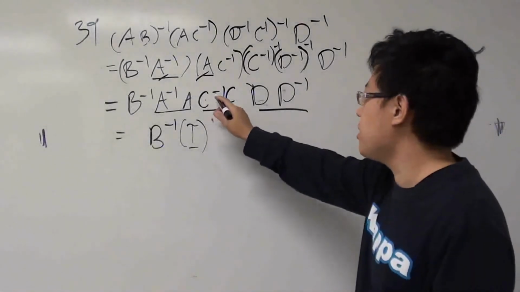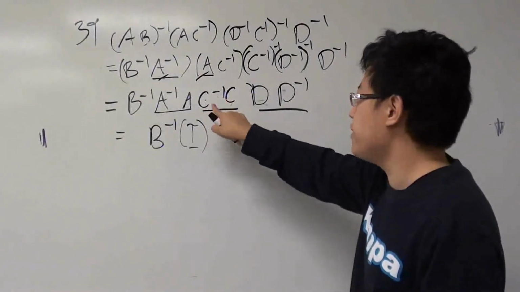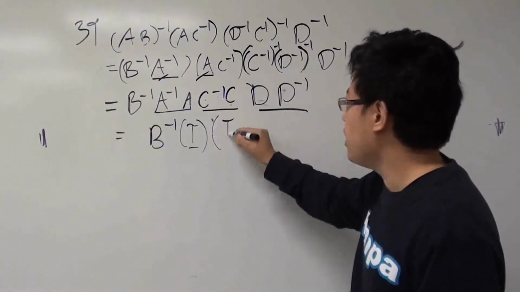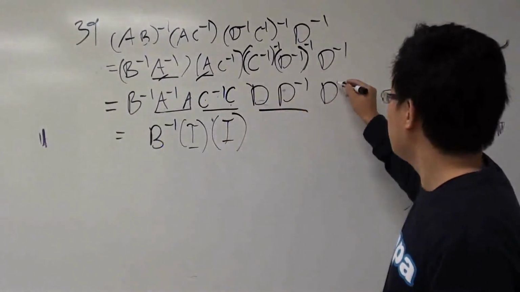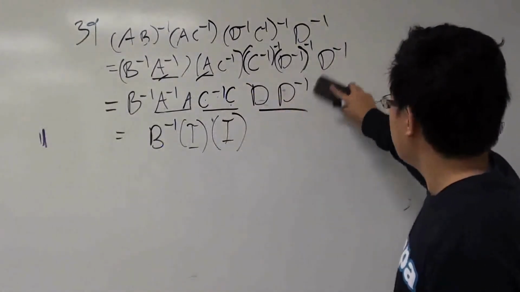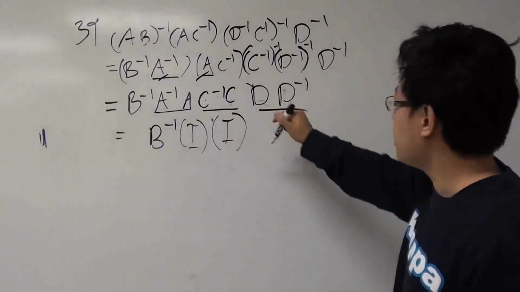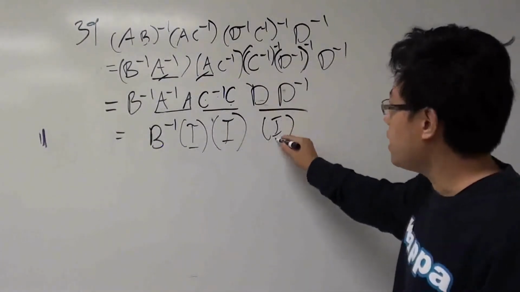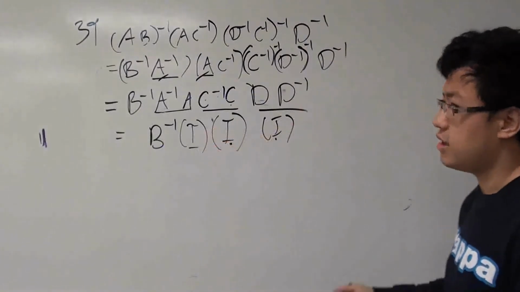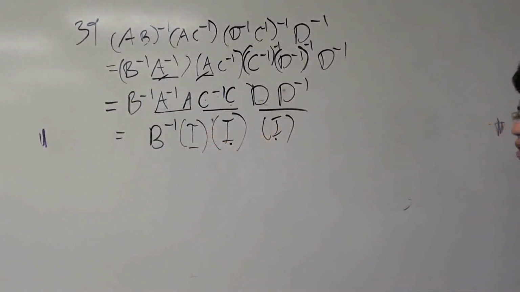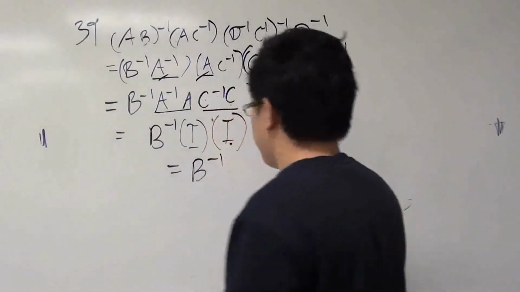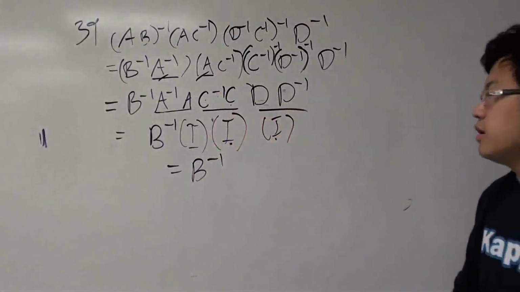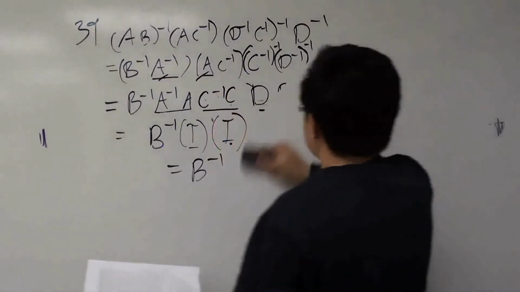Now C to the -1 and C: there's an inverse and the original, so that's going to give you identity, and that's also going to give you identity. Identity times identity is like 1 times 1 times 1. Who cares, right? So they are just going to leave B to the power of 1. That's all that is, and that's what it says in the solutions.